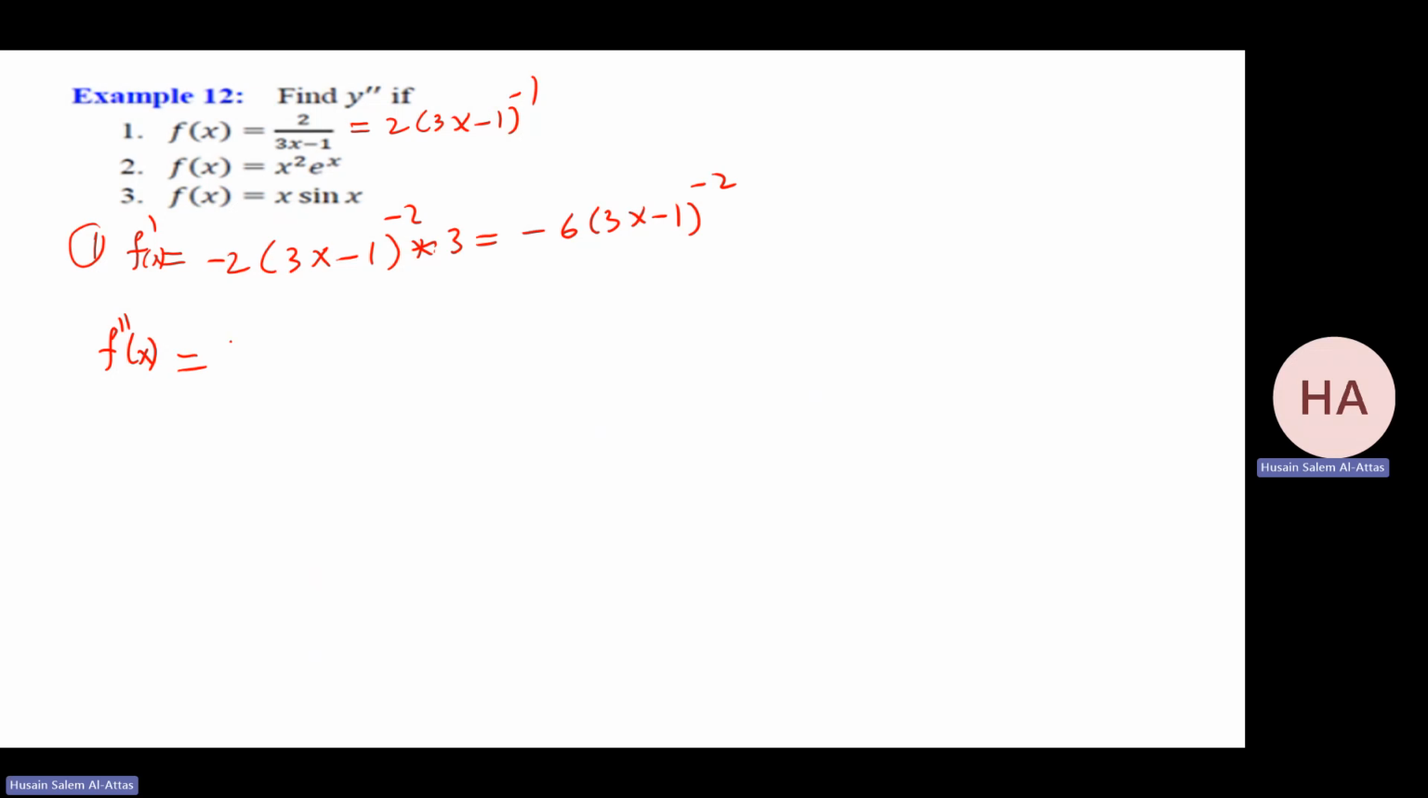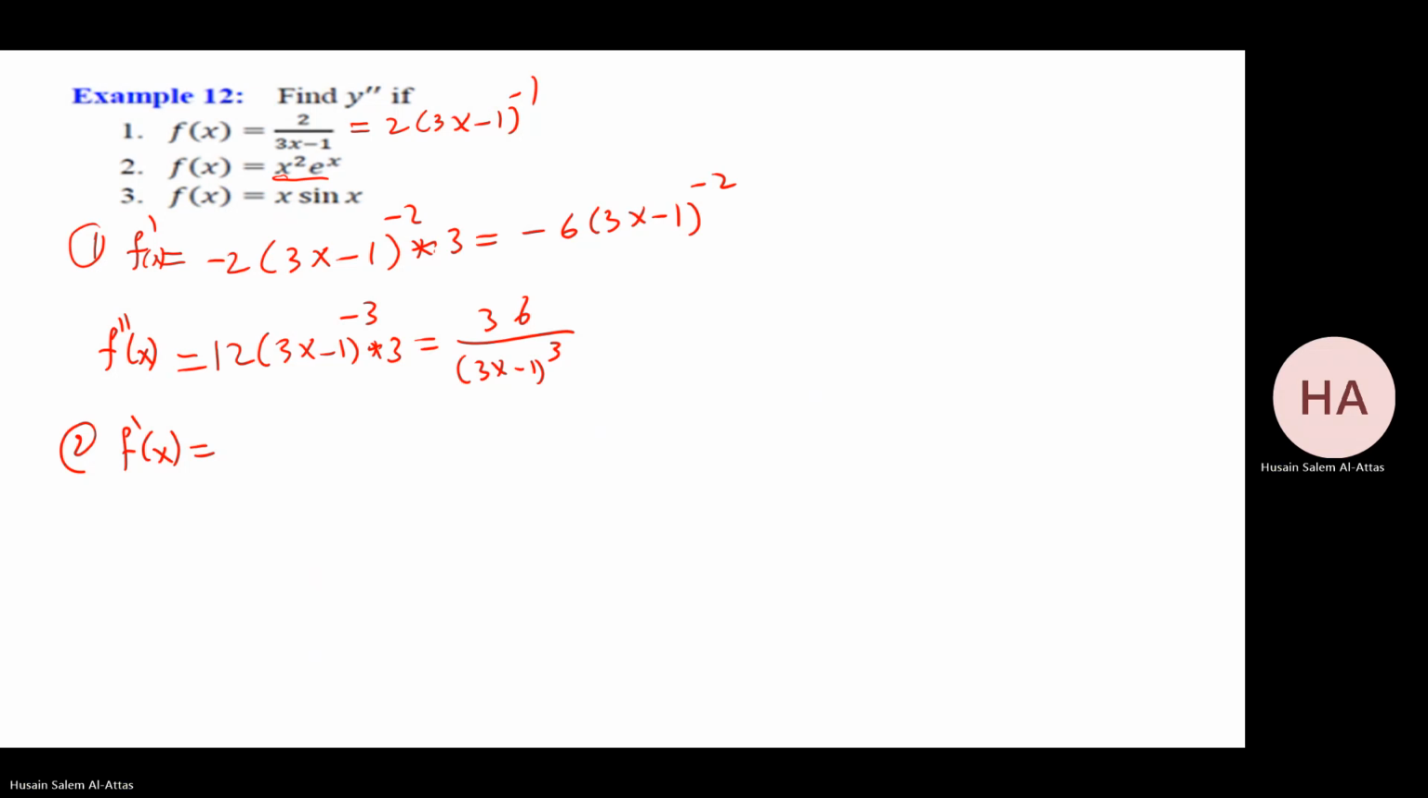Second derivative will be what? 12 times (3x minus 1) to the power minus 3 times 3. So that will be 36 over (3x minus 1) cubed. Second problem. f prime would be what? Product rule here: derivative of the first is 2x, times e to the x, plus the first times derivative of the second. That will be x squared plus 2x, times e to the x.